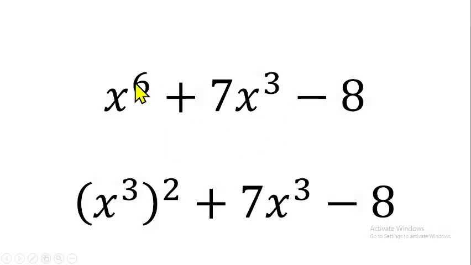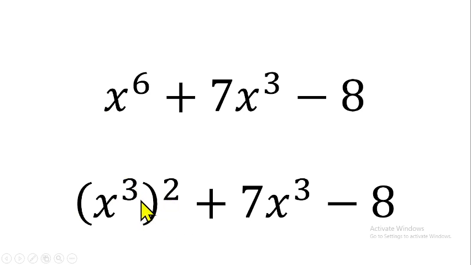Now, this is the mathematical expression we want to factorize. But s raised to power 6 can be written as s raised to power 3 raised to power 2 according to the law of indices. That is, this power 3 can multiply 2 according to the law of indices. So 3 times 2 gives us 6 back. So this one can be written as this. I believe you agree with me on that.